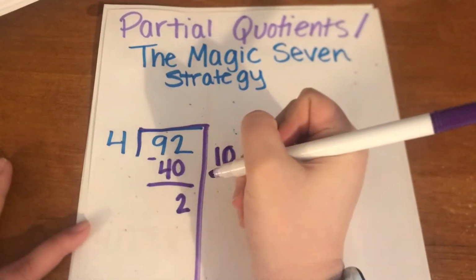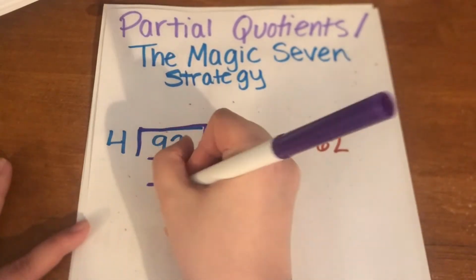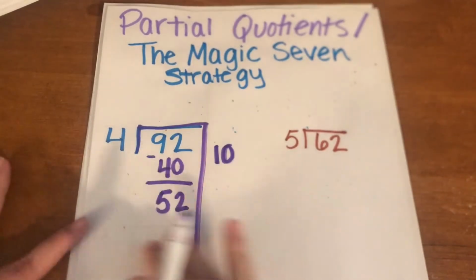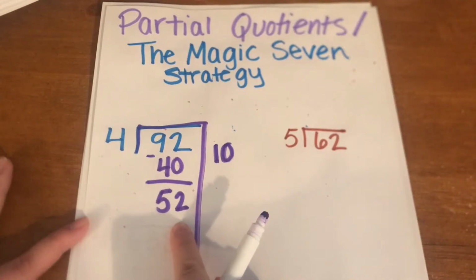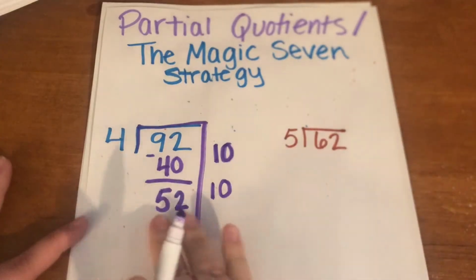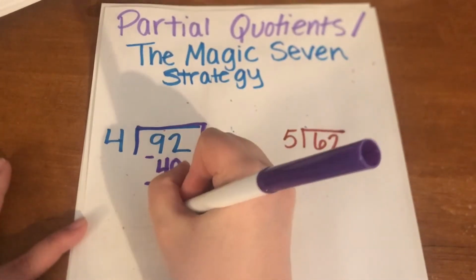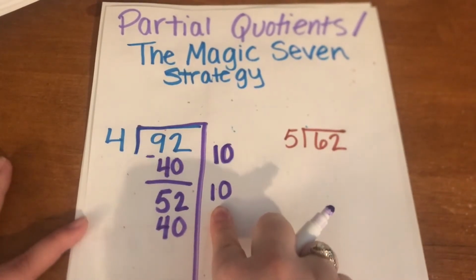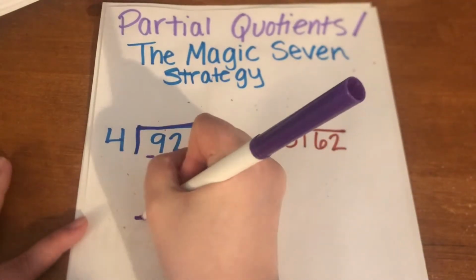So that'd be 2, 5. So 52 would be left. So I took out 40. I think I can take out another 40 from what's remaining because I have 52 remaining. So 10 times 4 would get me 40. So I did another group of 10 groups of 4. So another 10 groups of 4 I just took away from my total.